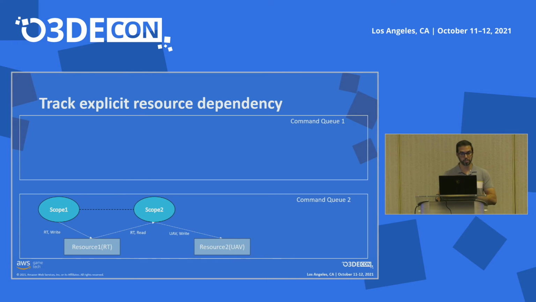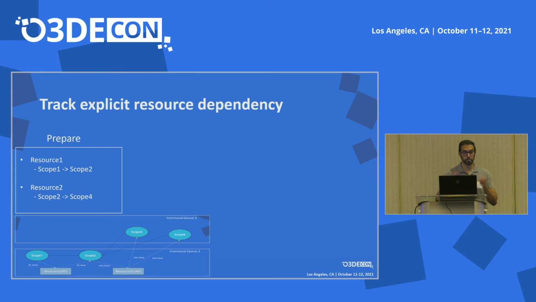Then that scope 2 writes to a UAV, which is just a buffer. And then you have a scope 3 and scope 4, which are on a different queue, and they are reading from this resource. So how do we encode all the GPU commands such that this pipeline works correctly? In the prepare phase, this is where we're building the frame graph. We actually track the lifetime of all the resources. So we know that resource 1 started in scope 1 and it ended in scope 2. And then resource 2 started in scope 2 and it ended in scope 4. And we know all the details related to it.